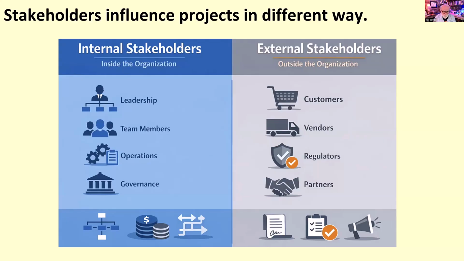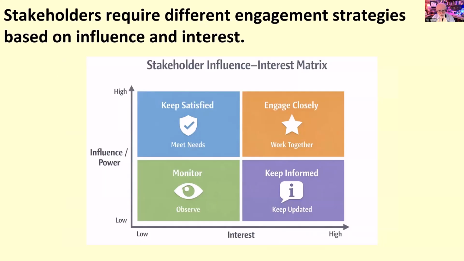And this distinction between stakeholders matters because your engagement strategy for a different type of stakeholder is going to differ. So you don't manage your project sponsor the same way you would manage a customer or a vendor in that respect. So identifying whether a stakeholder is external or internal in their role helps us to anticipate how their influence on the project is going to be exercised and how important they are to our project. Stakeholders require different engagement strategies based on influence and interest.